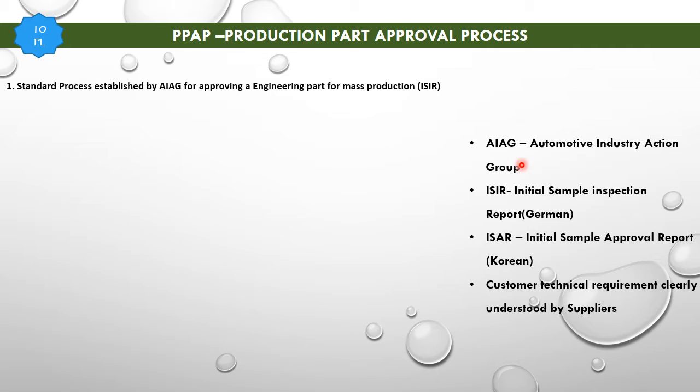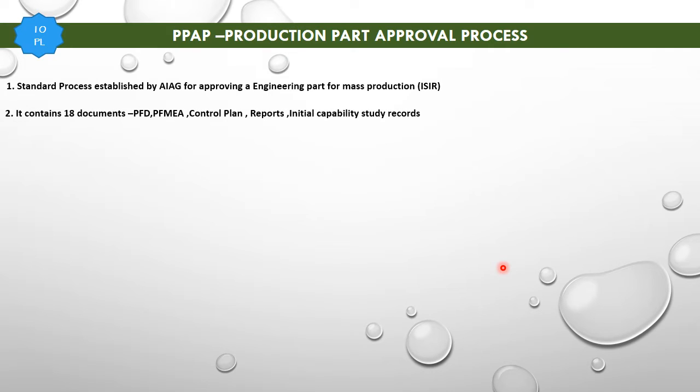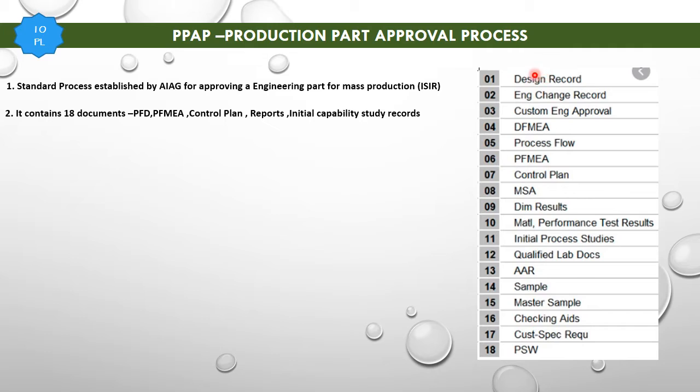In different countries, it is called by different names: ISIR in German companies, ISAR in Korean companies. It is the process by which a supplier demonstrates that the customer requirements are completely understood by the supplier's CFT. It contains 18 documents, starting from design records, process flow chart, process FMEA, control plan, appearance approval report, customer specific requirements, and PSW. It contains all 18 documents.